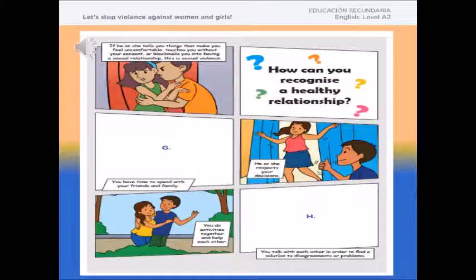How can you recognize a healthy relationship? You have time to spend with your friends and family. He or she respects your decisions. You do activities together and help each other. You talk with each other in order to find a solution to disagreements or problems.